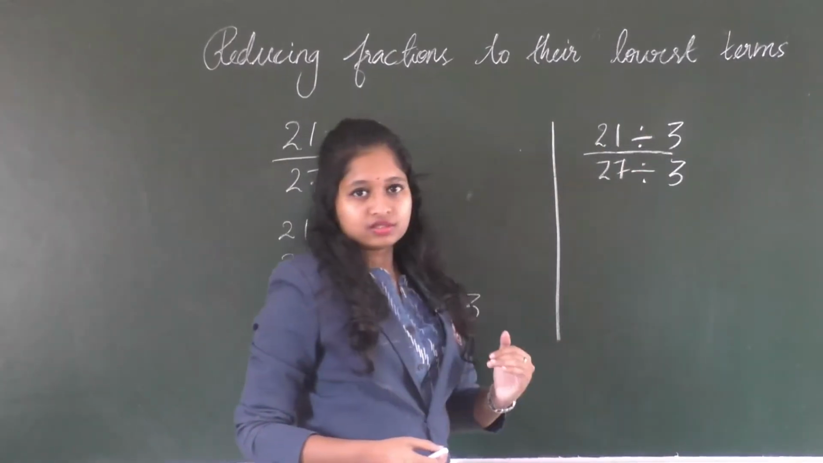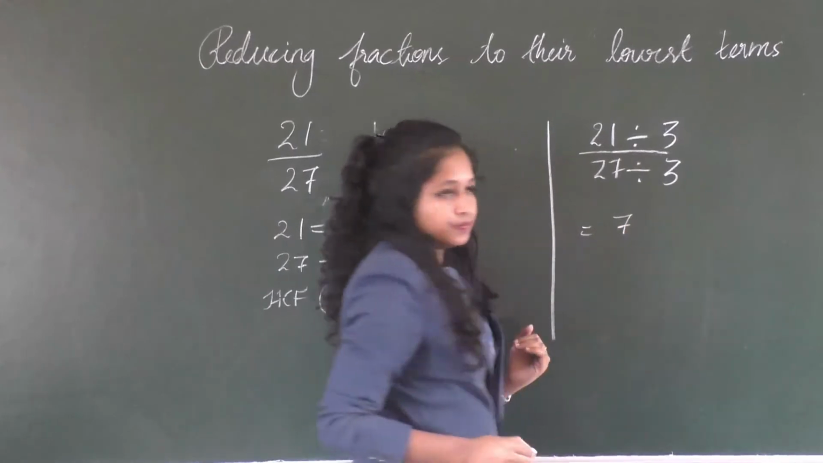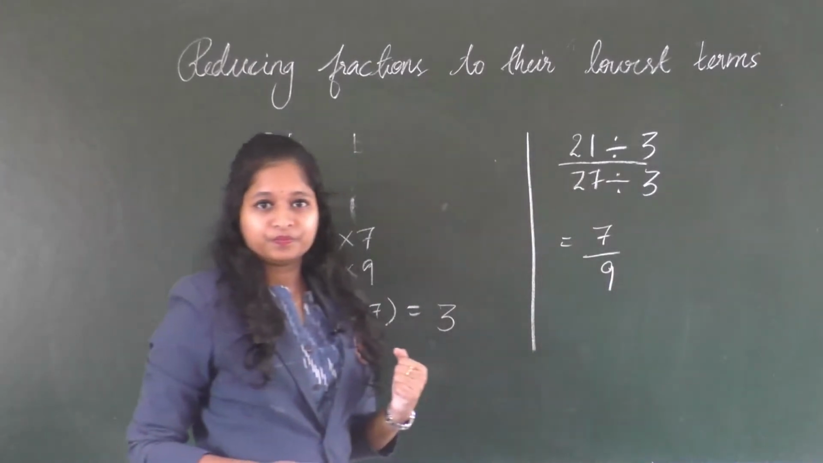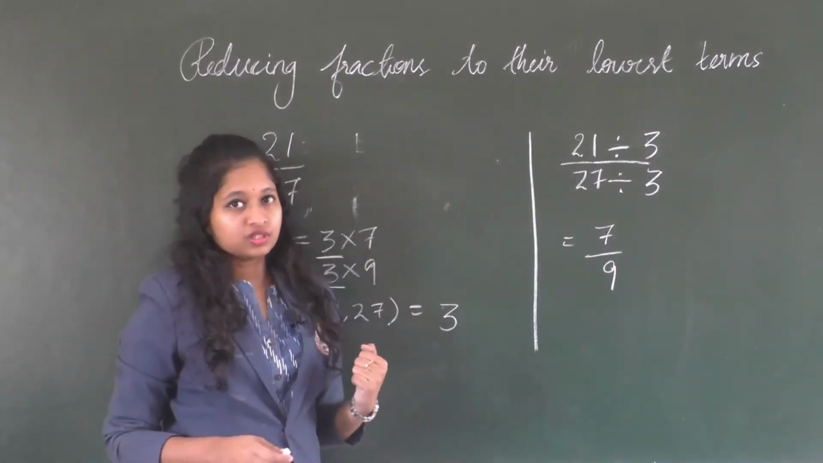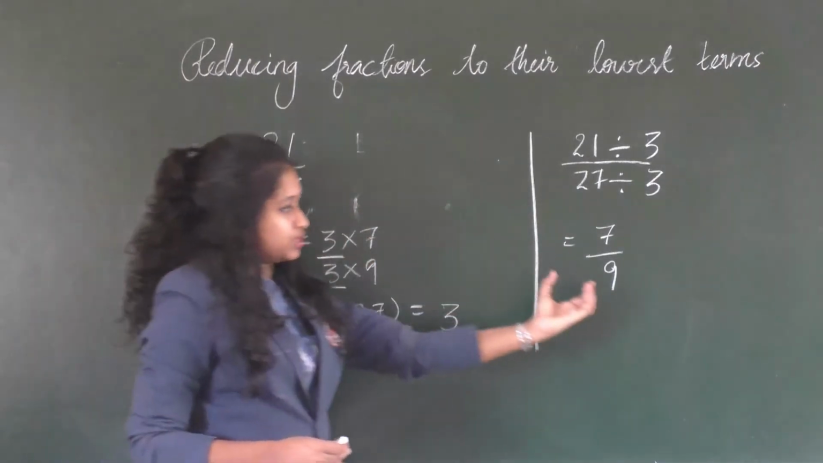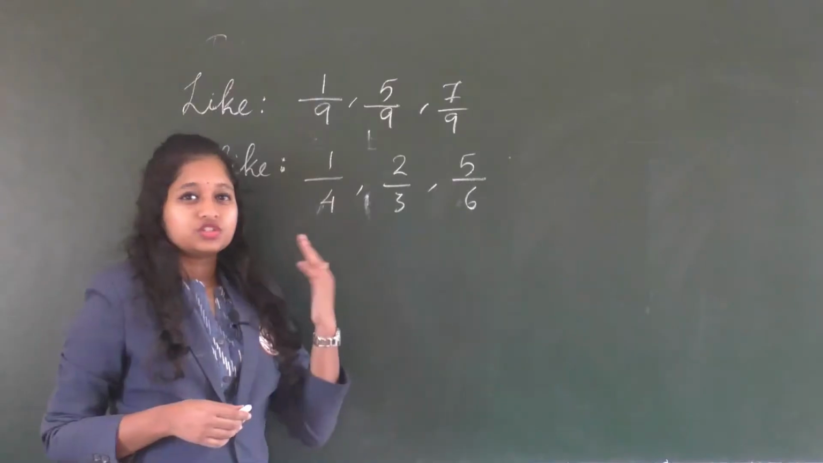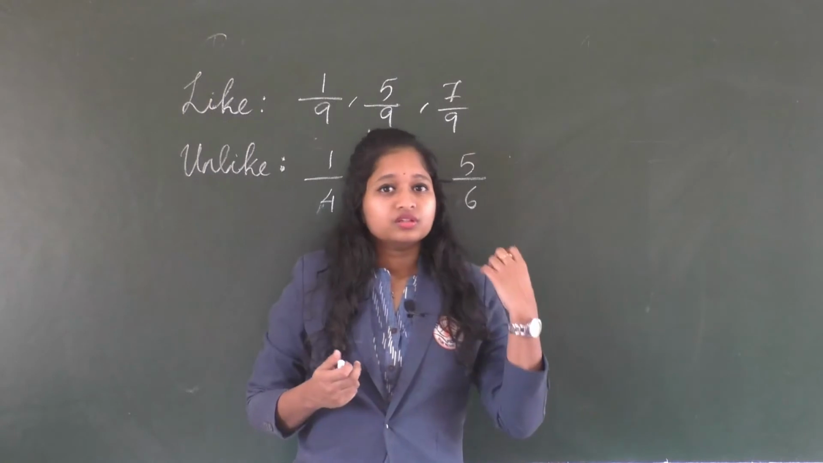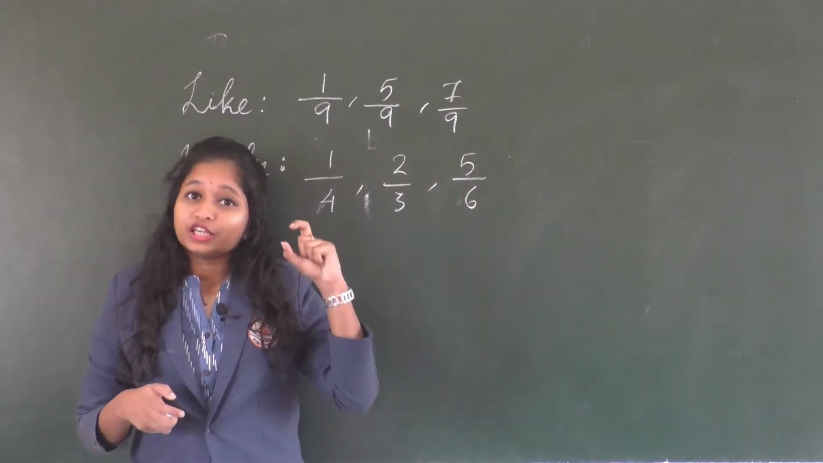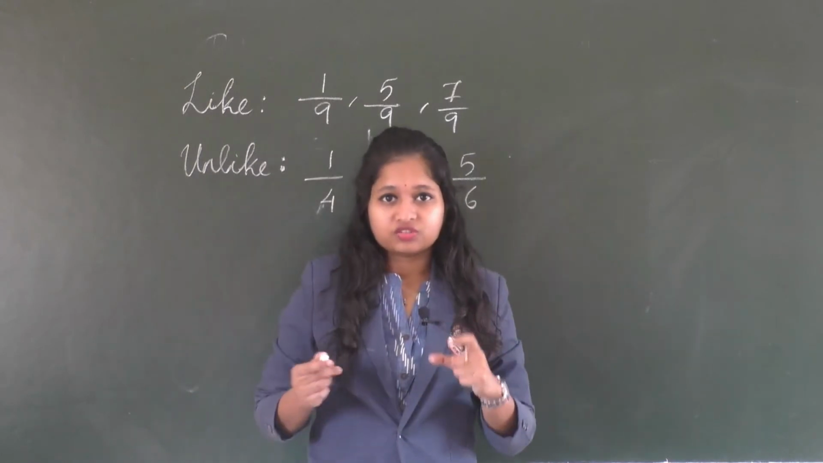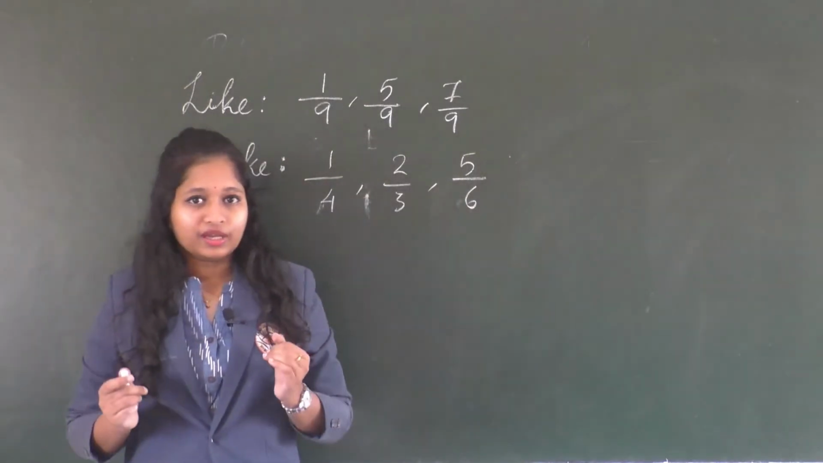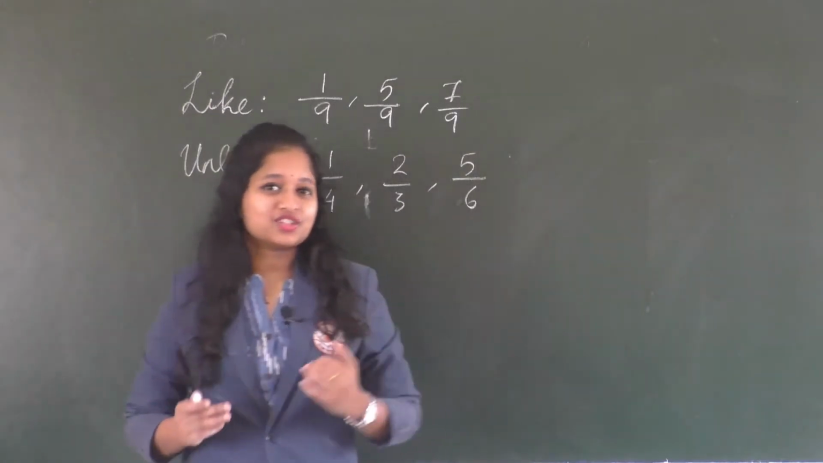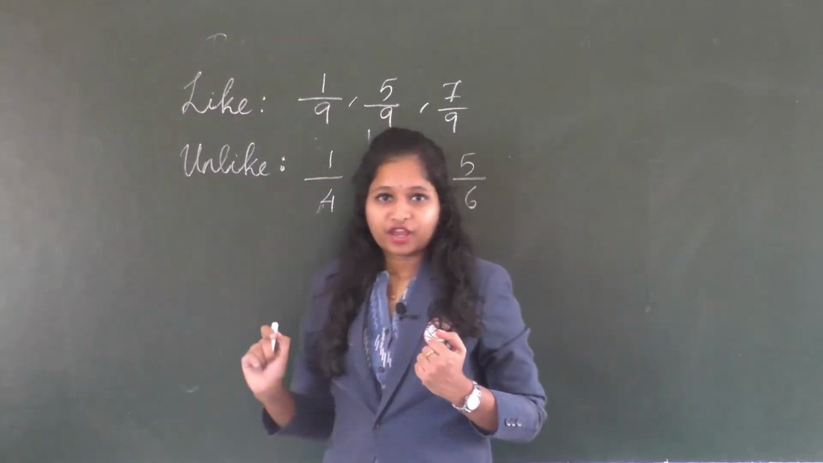Now, 21 by 3 is 7 and 27 by 3 is 9. Okay? So, now we have reduced this particular fraction to its lowest term. So, children, remember how to know whether a fraction is in its lowest terms. If the HCF of the numerator and denominator is 1, then we can conclude that the fraction is in its lowest terms. Okay? So, now let us move on to our next topic, which is like and unlike fractions.